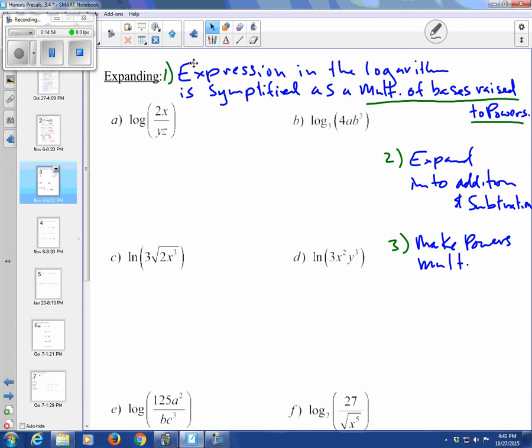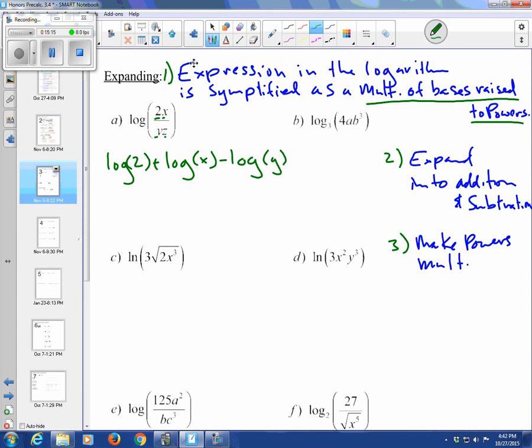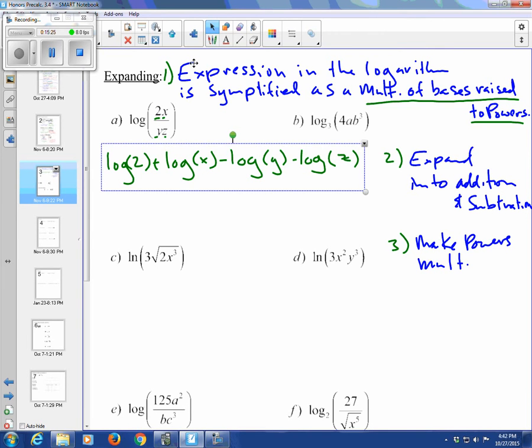Right here, one thing I can think is that I've got 2 multiples in the numerator, so those are going to expand out into positive logs, and I've got 2 multiples in the denominator, so those are going to expand out to negative logs. So when I expand this guy out, he's going to be the common log of 2 plus the common log of x and then minus the common log of y, and then right here minus the common log of z. So this guy got a little bit big on us. Maybe we can scrunch him down.